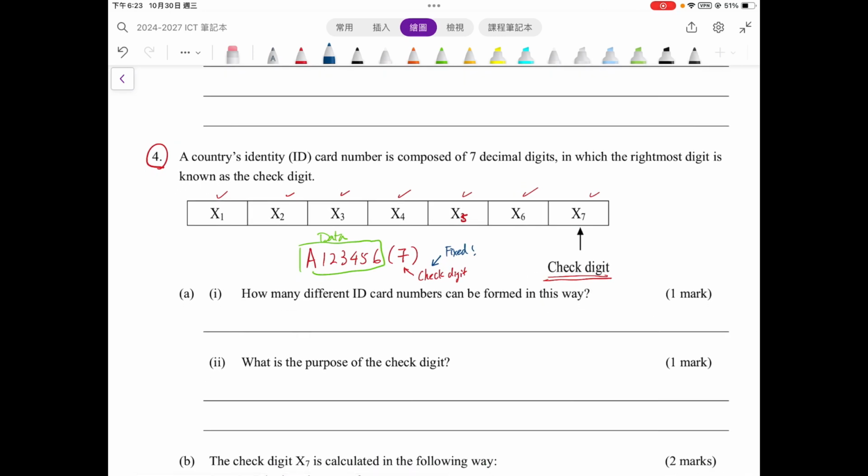So let's look at the first question now. A1. How many different ID card numbers can be formed in this way? When they ask you questions about how many ways, they are asking you how many different patterns can be formed.